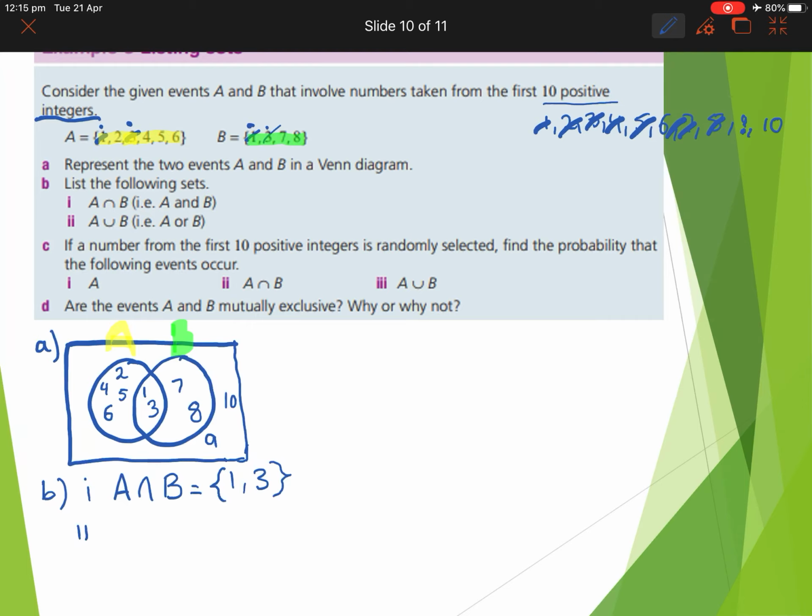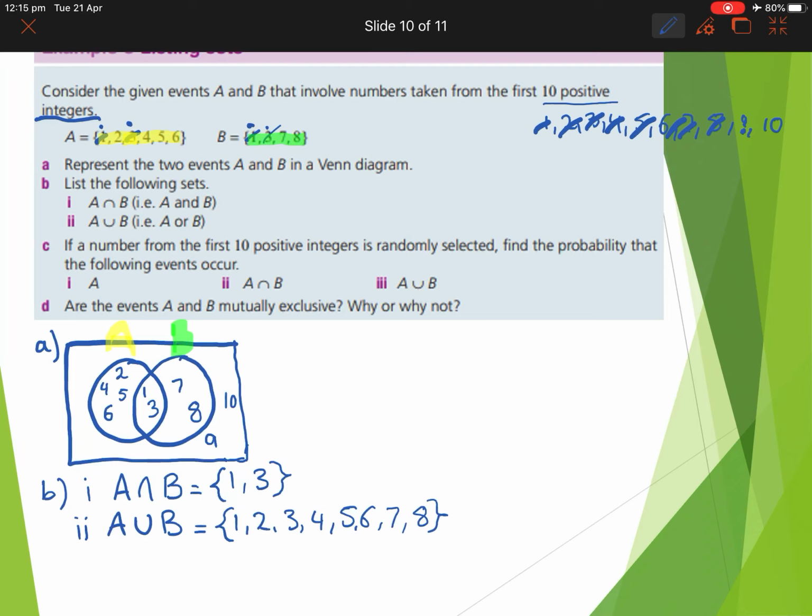And then the next one, it wants us to find the union, A union B. Okay, so that's everything in A and B. And whenever we're writing numbers in these curly brackets, we need to write them in number order. Okay, so there is a 1. We know it's all numbers except for 9 and 10, so we can write those. Oops, 7, 8. Okay, those are the numbers.